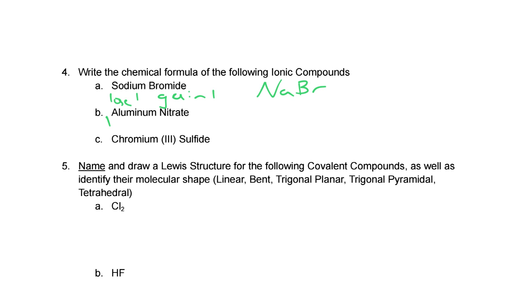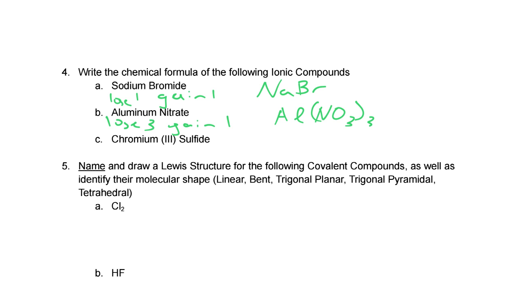Aluminum wants to lose 3. It's in group 13, so it's got 3 valence electrons. It'd like to lose them all. A nitrate group can gain 1, 1 electron total for the whole group. And so we have to do a 3-to-1 ratio to make this work. So it becomes Al, and then nitrate is an NO3 group. And then it gets parentheses, and we get 3 of those. Notice we swap the numbers. The 3 comes over to the nitrate, the 1 comes over to the aluminum to make that work.